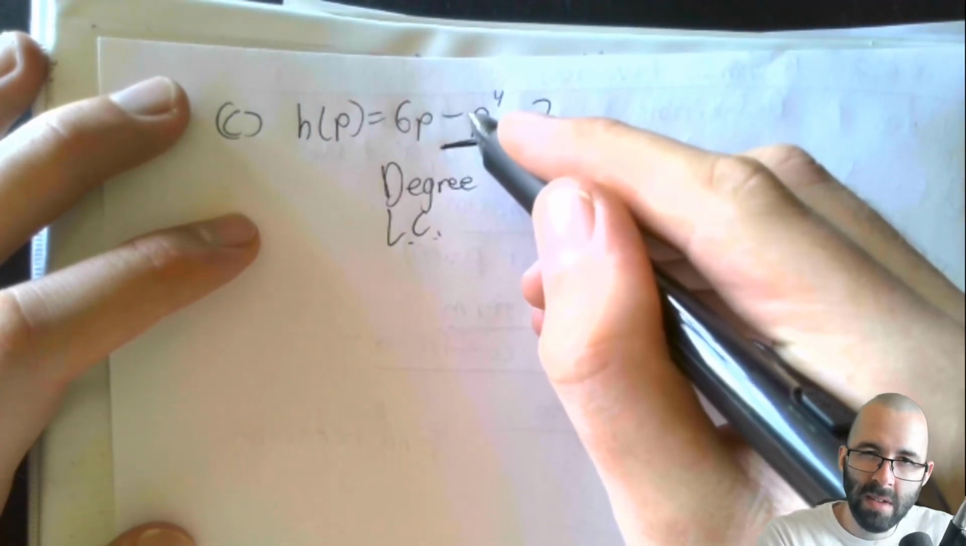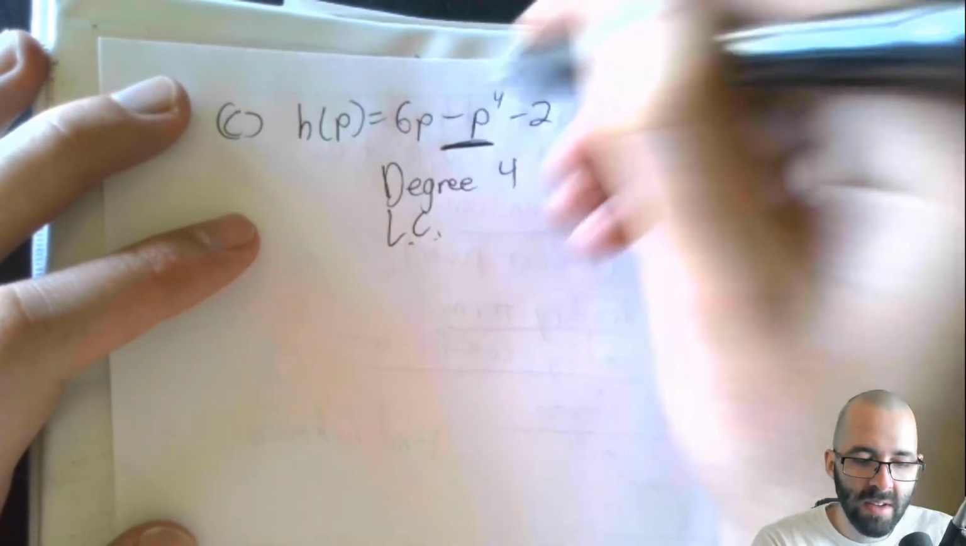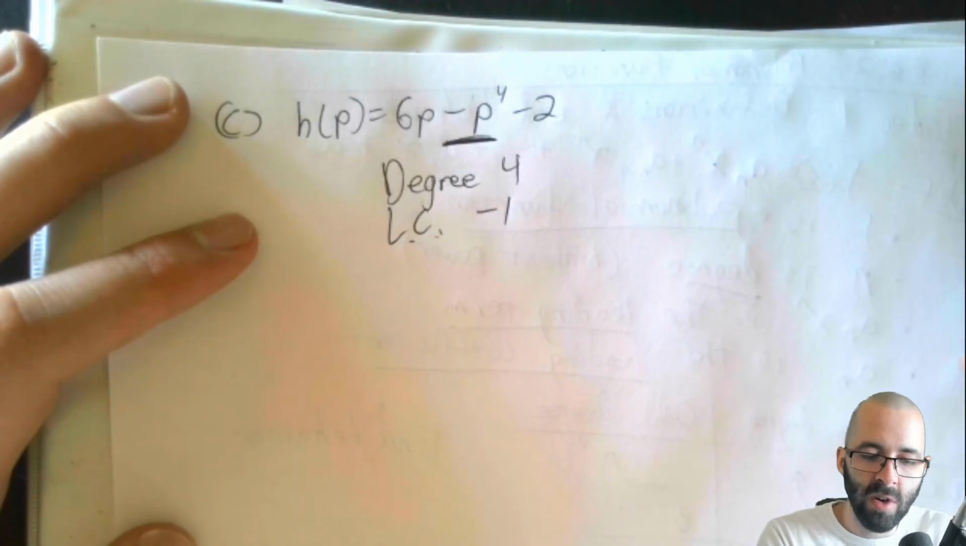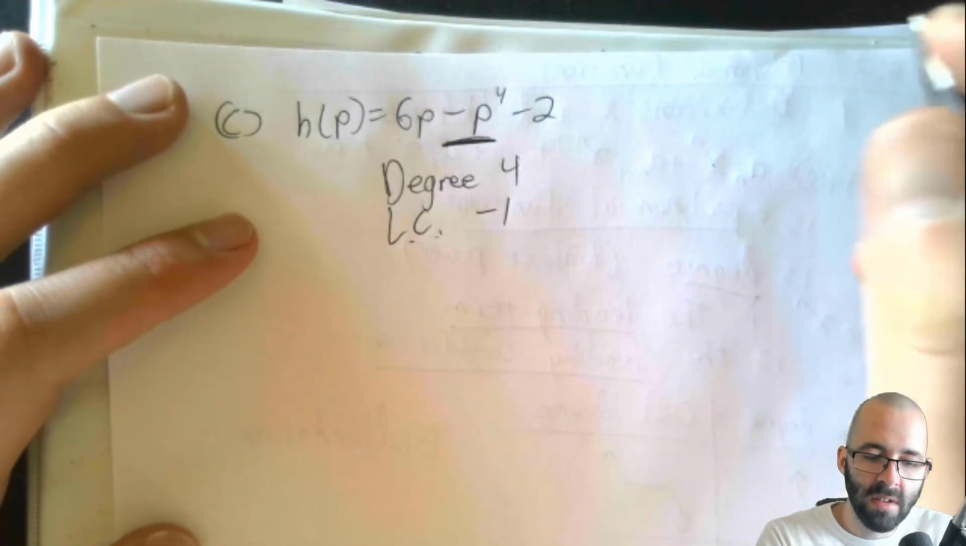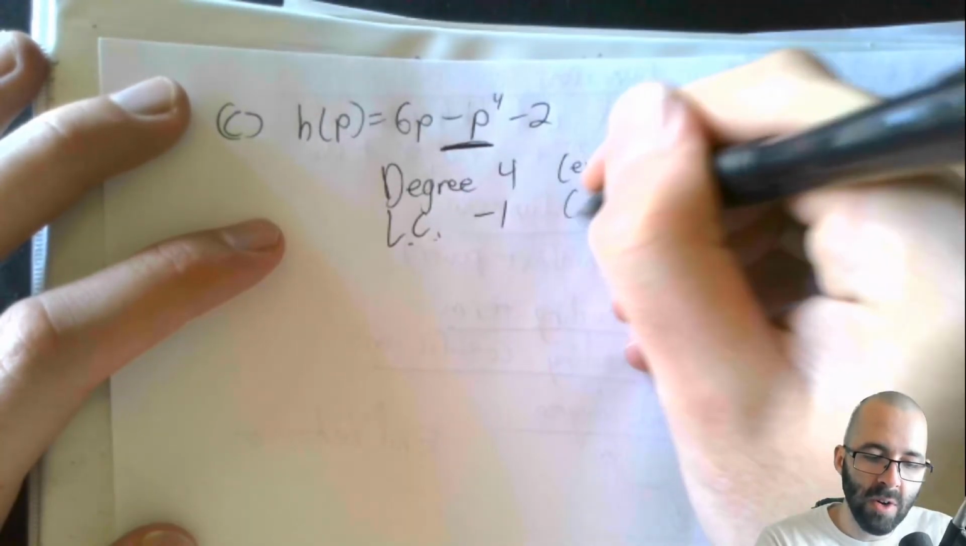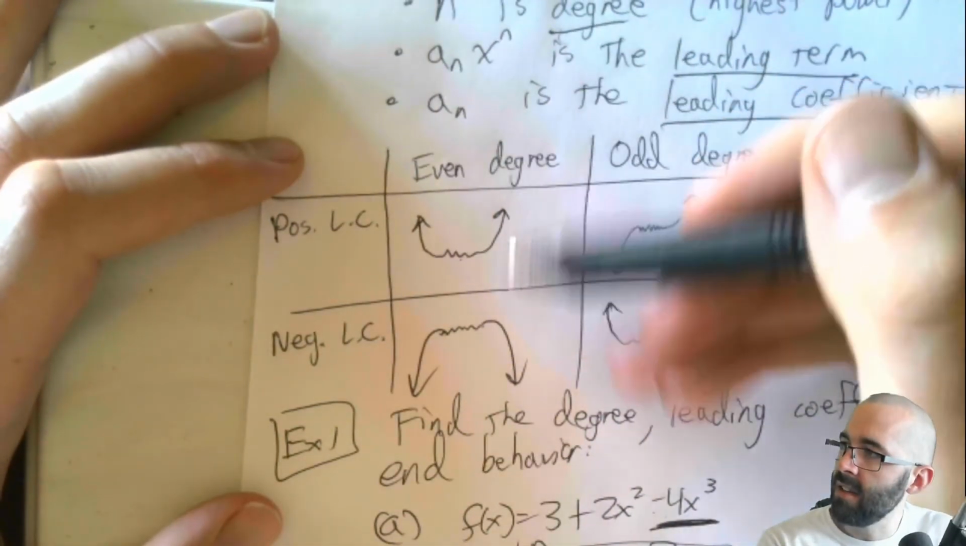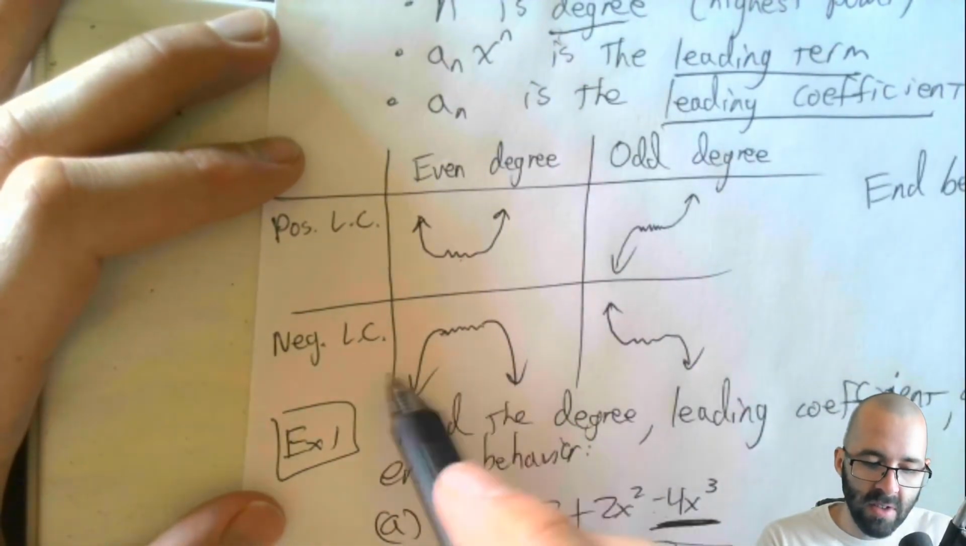The leading coefficient is the number next to that variable. Well, there's no number. Or is there? Right? You can think about this as a -1. And that's our leading coefficient. So this degree, right, is even. The leading coefficient is negative. We have to find even and negative on our table. Even's over here. Negative's over here.